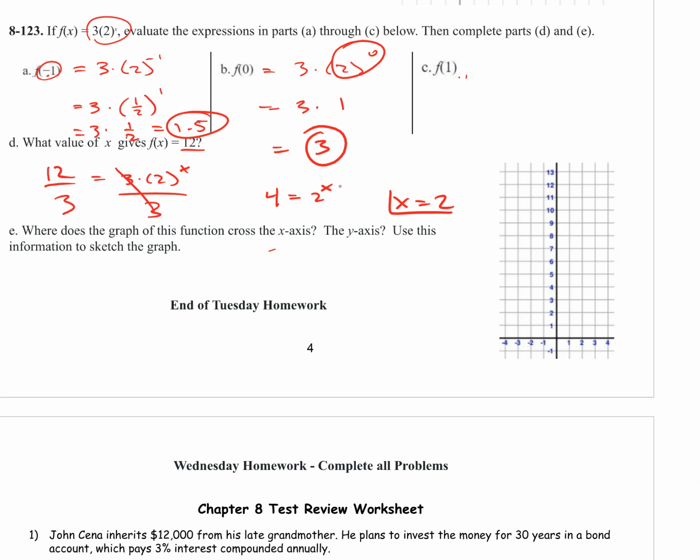I'll let you sketch this one. Just use your answers from a and b, for example, -1, 1.5. When x is 0, the output is 3, so you find 0 and you go up 3. Just use your answers from that one. And we got that when x is 2, the output is 12. So just use your answers from above and sketch the graph.